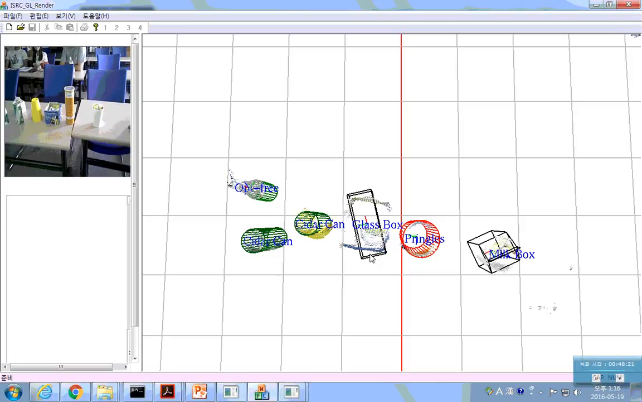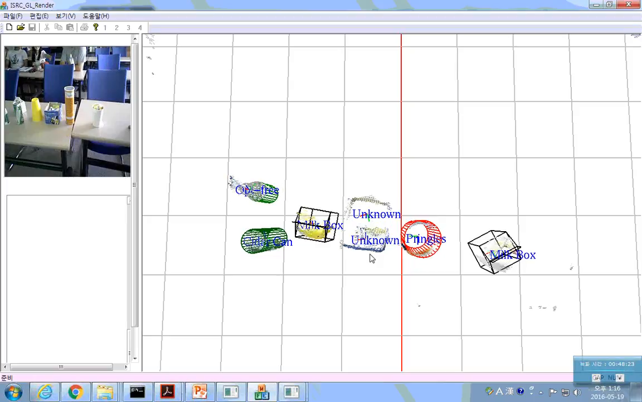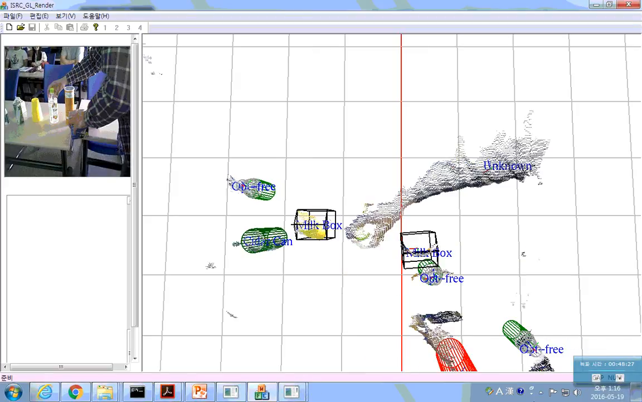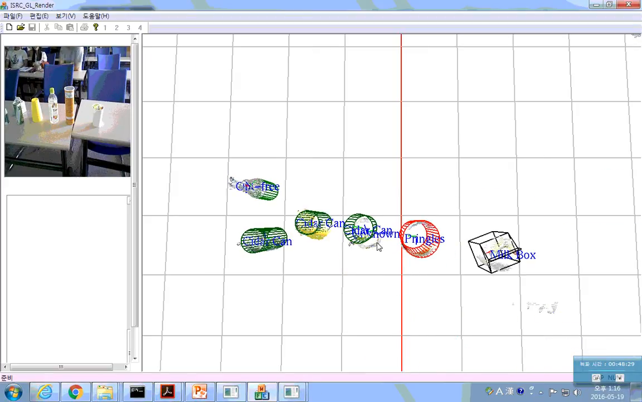It can make mistakes. Would you like to put this? Yes. Okay, this is interesting. This is going to be difficult to classify. I think it's a cider can.